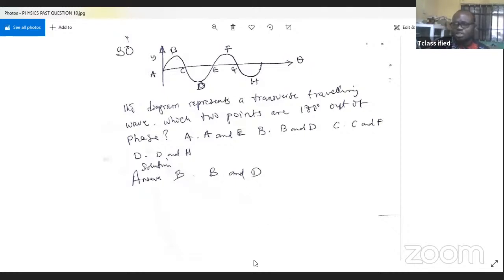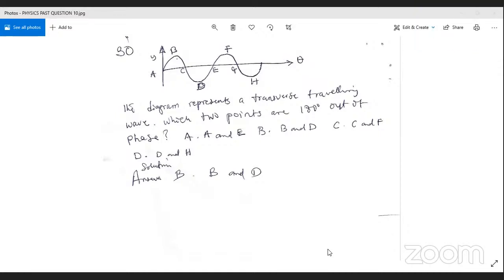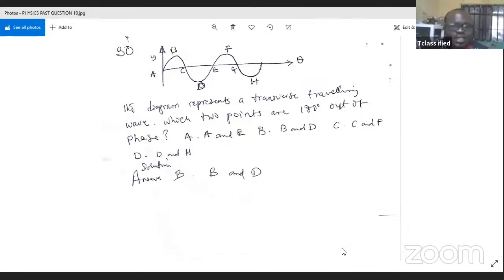Can you see the positions of D and E? Can you relate them to A and E? Yes, I can see it. Okay. So if A and E is the answer, D and H should also be the answer, because you can see that they are on similar places on the sketch.